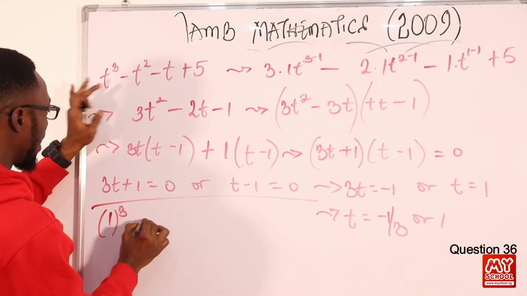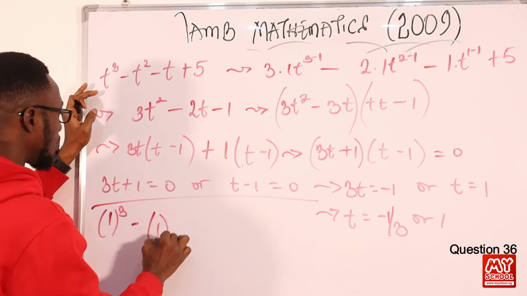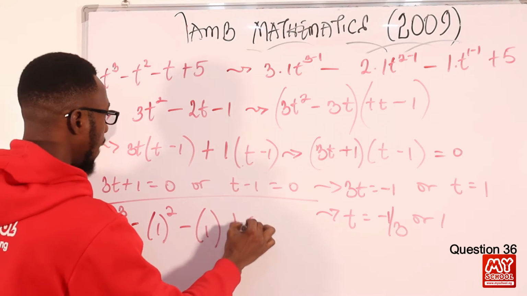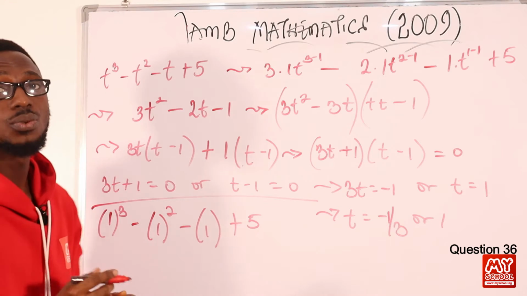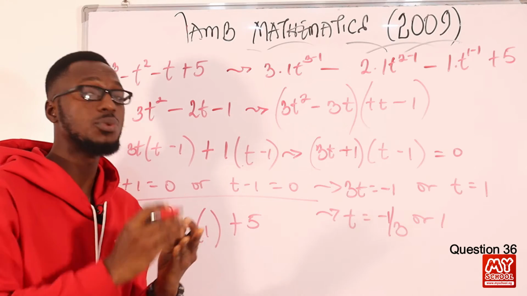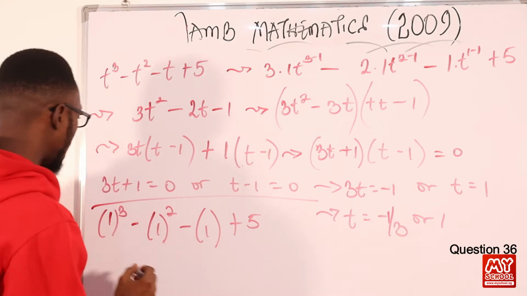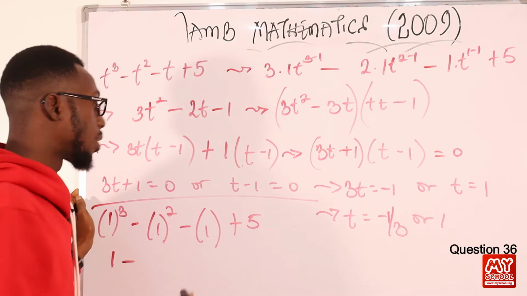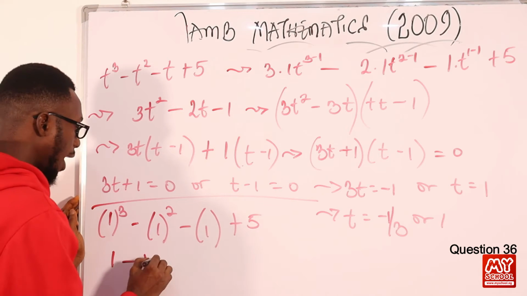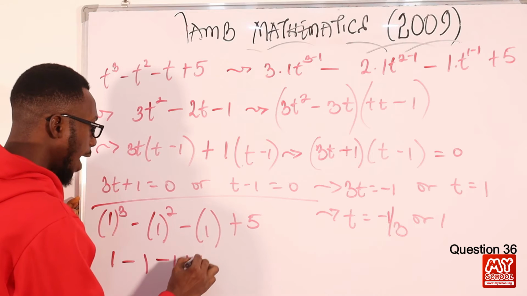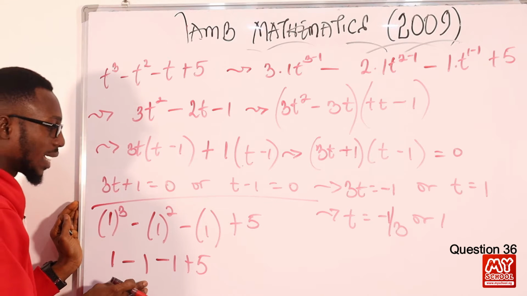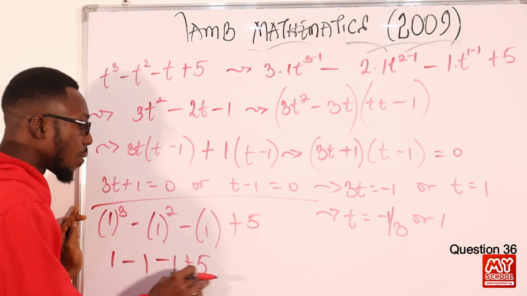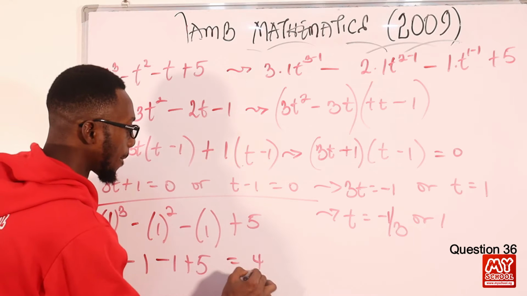So we have minus 1 raised to power 2, then I have minus 1, then plus 5. 1 raised to power 3, that is 1 times 1 times 1. So 1 times 1 is 1, 1 times 1 is 1. So I still have 1 right here, minus 1 raised to power 2, that is 1 times 1, that is still 1. Then I have minus 1 plus 5. So 1 minus 1, that is 0. 0 minus 1, that is still minus 1. Minus 1 plus 5, that is 4.